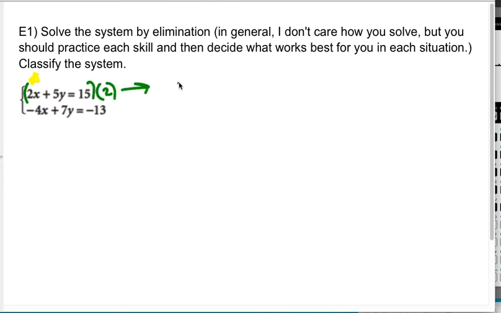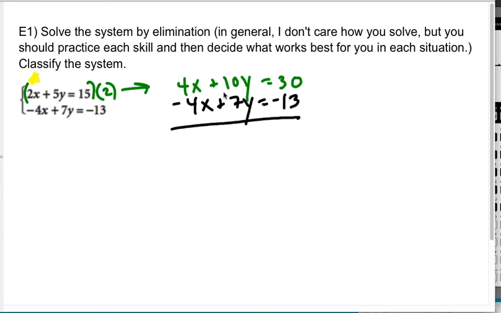So my top equation is now going to be 4x plus 10y equals 30. The bottom equation hasn't changed. It's negative 4x plus 7y equals negative 13. When I add straight down, the x's get eliminated, which was what we expected when we chose x as our target variable. I get 17y equals 17. So when I solve for y, I get y is 1.